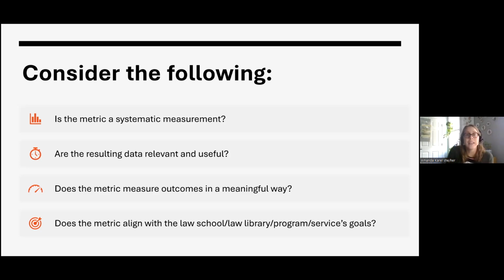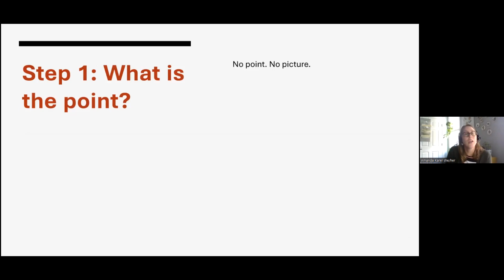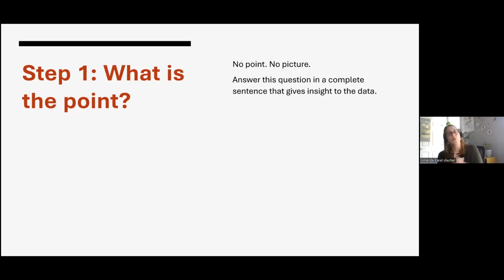Once you have your good data, it's time to start visualizing it. And the first thing you need to do is figure out what is the point of your visualization. No point, no picture. And the point is never to show your data. You want to answer this question. What is the point I'm trying to make? And you want to write it down as a complete sentence that gives insight to the data. That insight is what drives the visualization that you will choose. And that complete sentence will actually come in really handy when it's time to write the title of your graph.